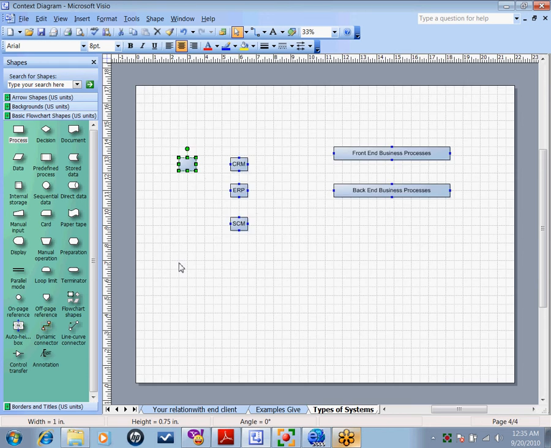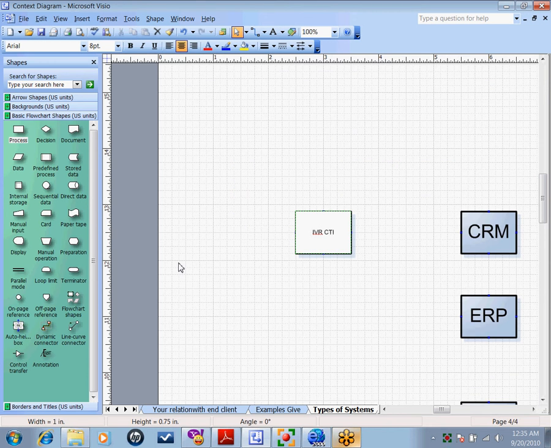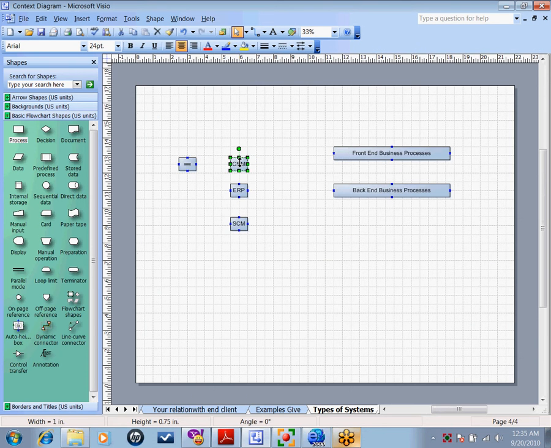IVR, CTI systems, these are types of systems. Order fulfillment is part of ERP.